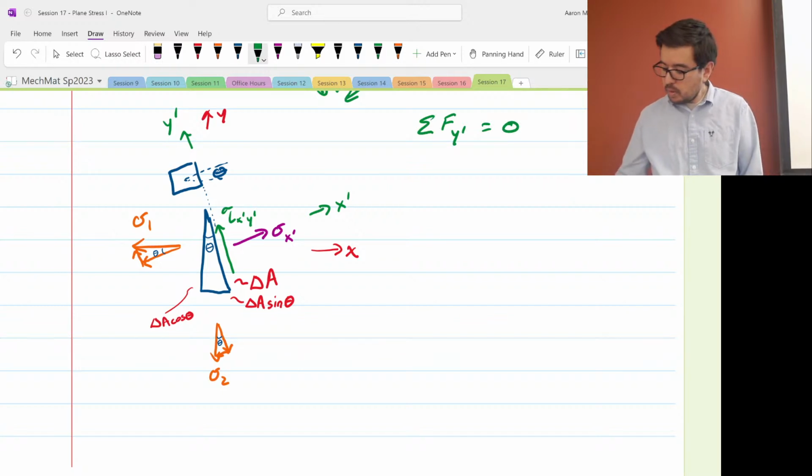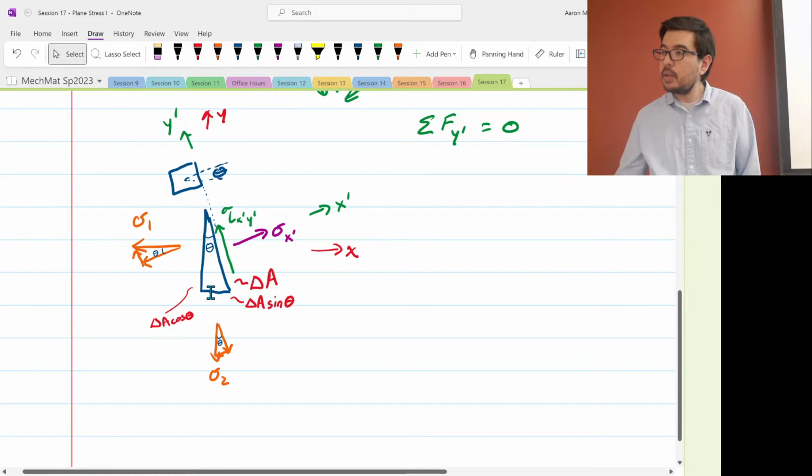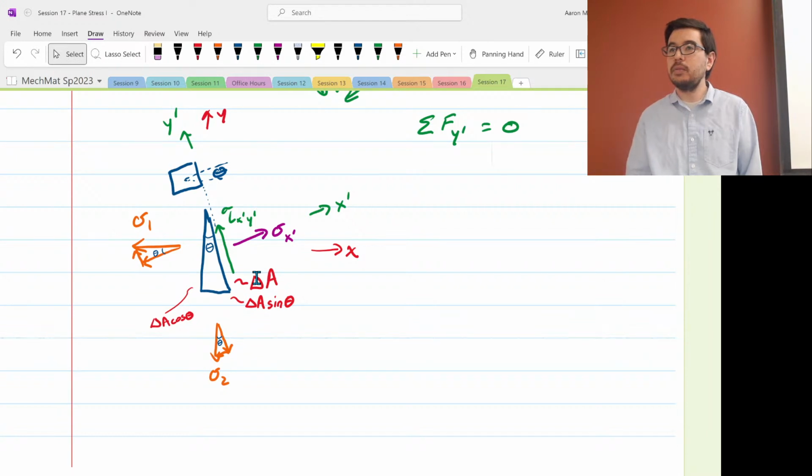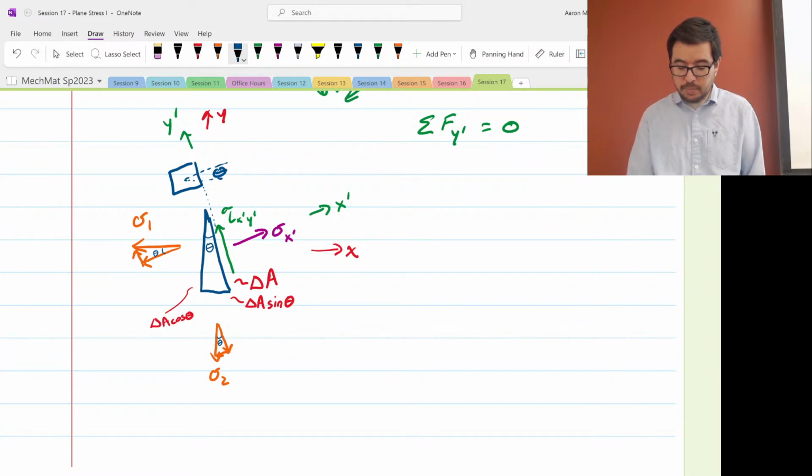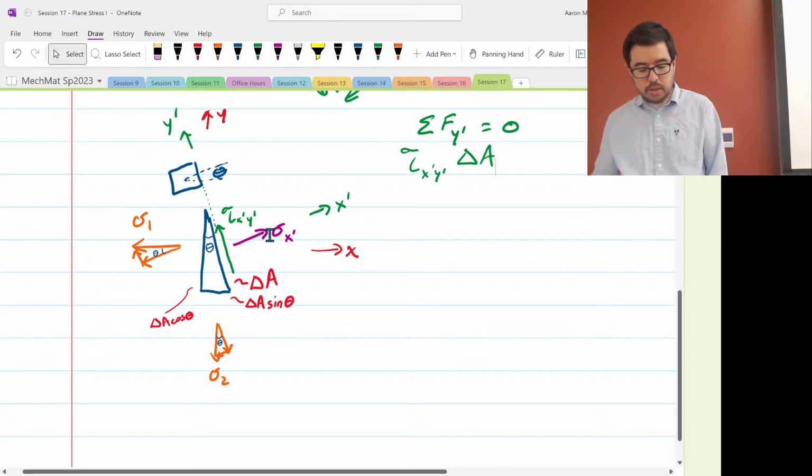What do we have? What do you want to start with? What do you normally start with? Suggestions? Yeah, Michael. Yeah, that's how I would normally start. I would do tau x prime y prime times delta A on this face, which gives us a force associated with the tau x prime y prime.